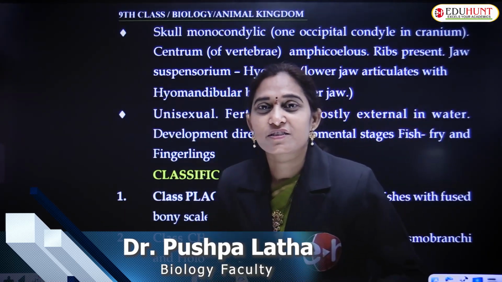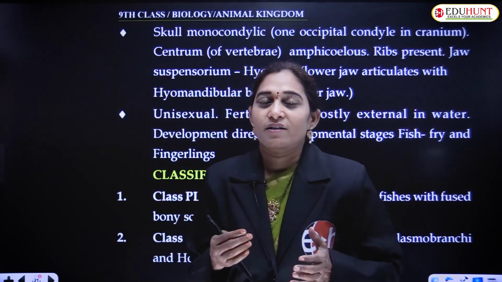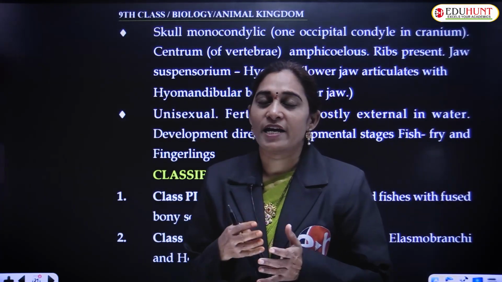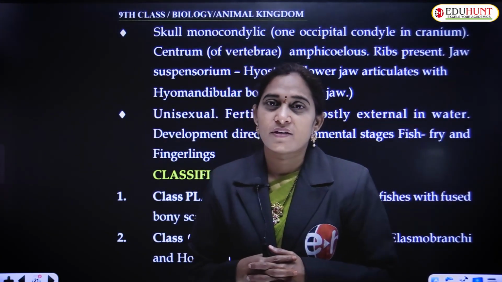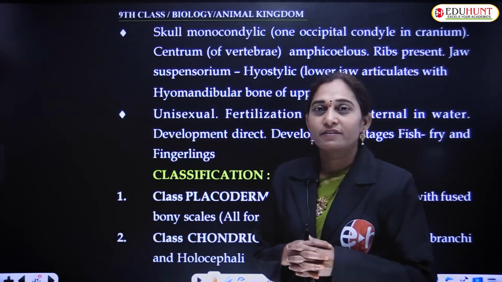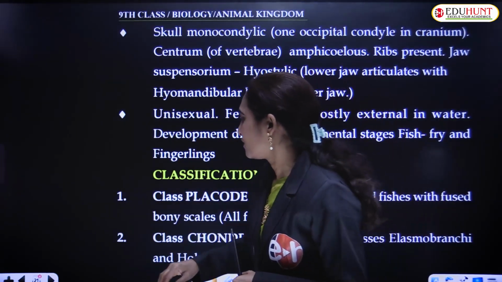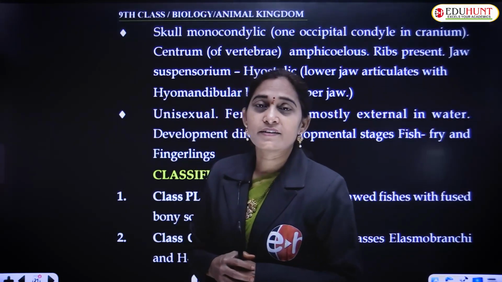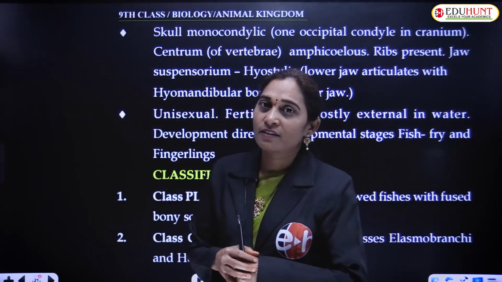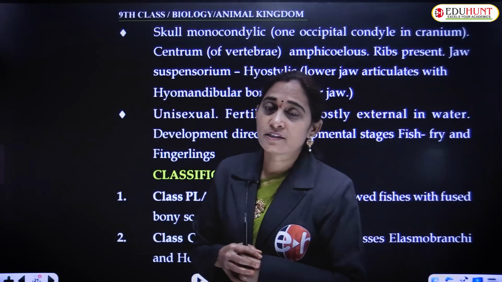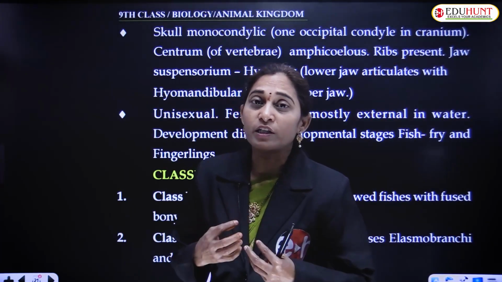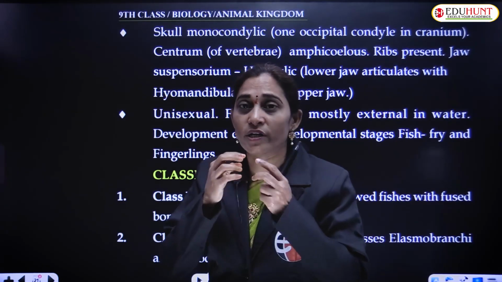We are going to discuss the remaining classes of Gnathostomata. We have seen that Craniata is divided into Agnatha and Gnathostomata. Agnatha are the jawless vertebrates, and Gnathostomata includes the vertebrates with jaws.